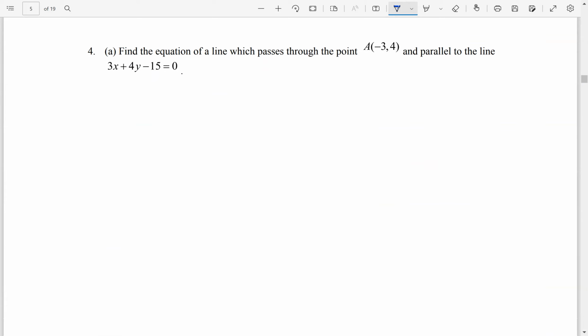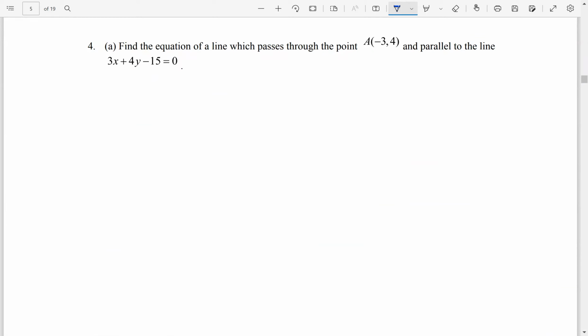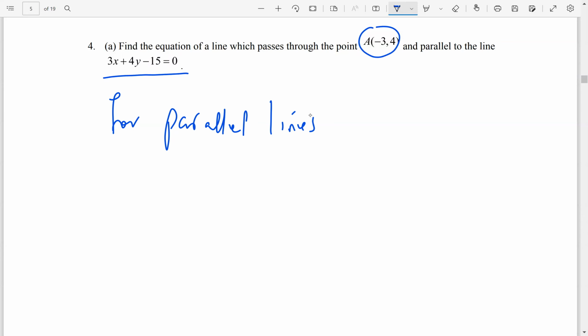For question number 4a, find the equation of a line that passes through a point. We were given a point and a line, and the required line is going to be parallel to this line here. When two lines are parallel, we can compare slopes. The slope of the first line is the same as the slope of the second line. From this line here, we can make y the subject.